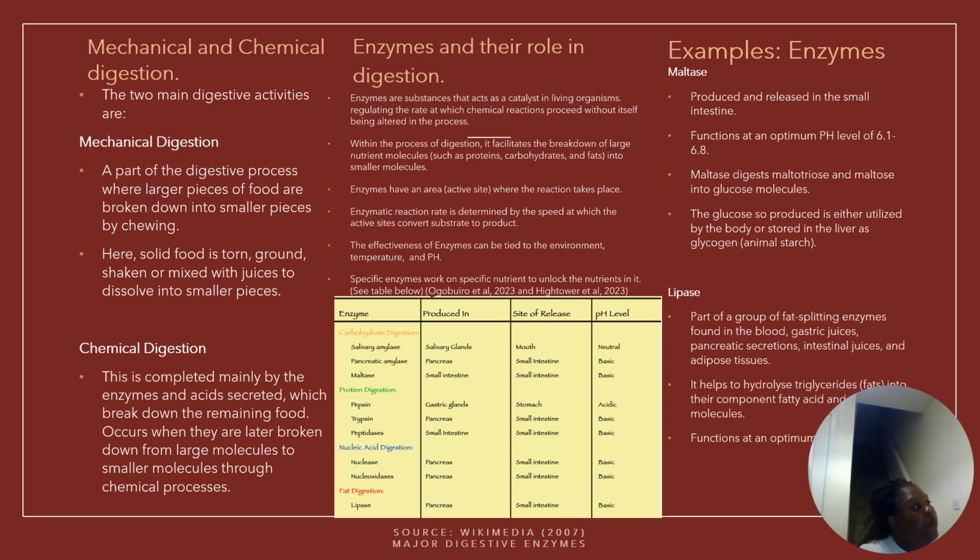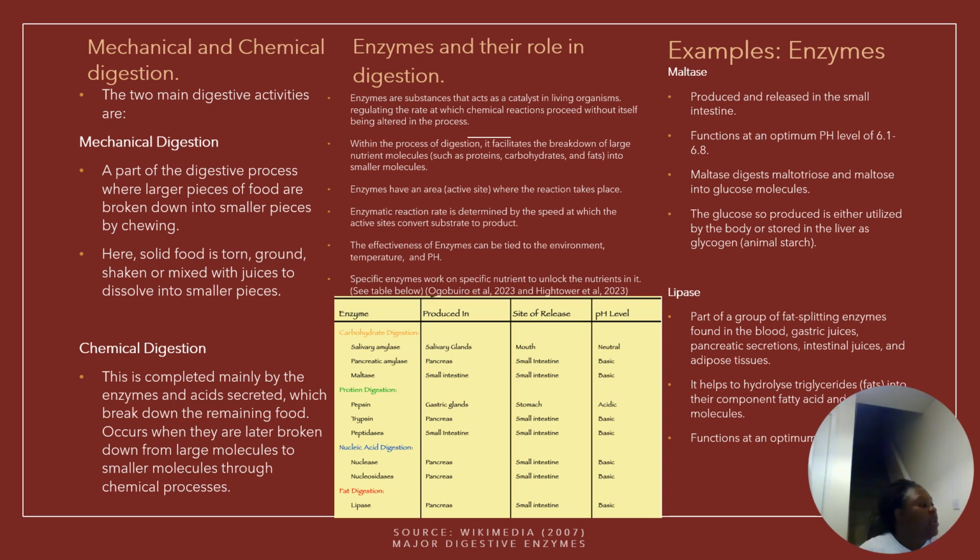And that brings us to the mechanical and chemical digestion. The two main digestive processes are, one, the mechanical digestion. The mechanical digestion is a part of the digestive process where larger pieces of food are broken down into smaller pieces by chewing. This mechanical process is also where the solid food is turned, ground, shaken, or mixed with juices to dissolve into smaller pieces.